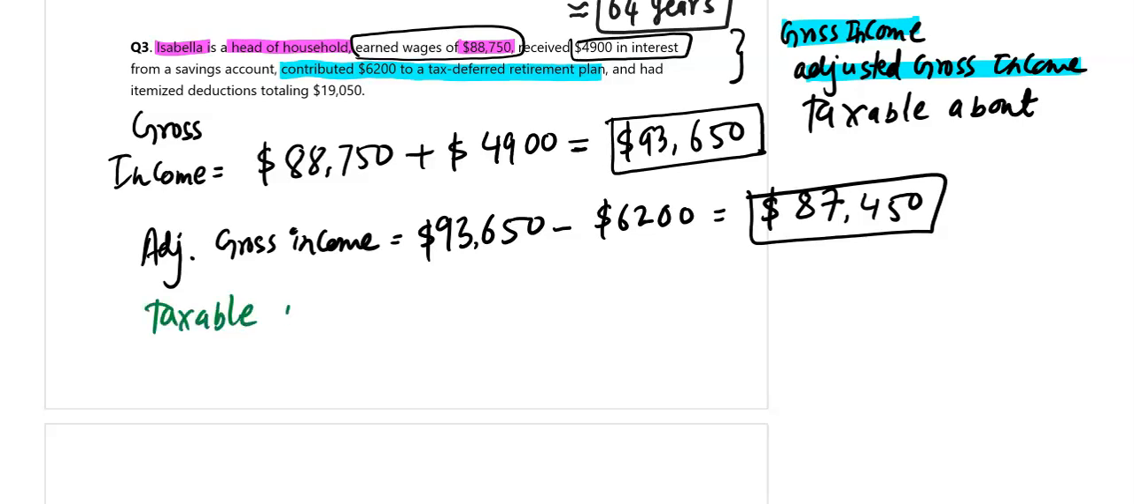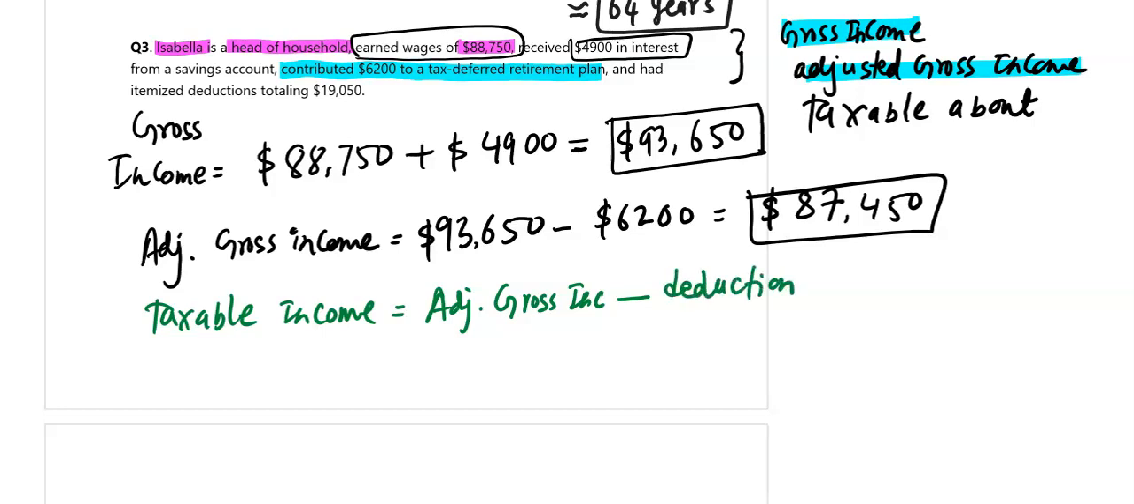Taxable income equals adjusted gross income minus deduction. That's the formula. So here there's two deductions here.